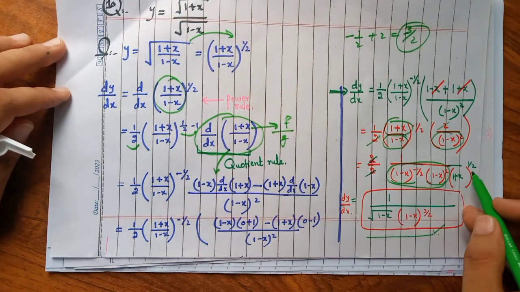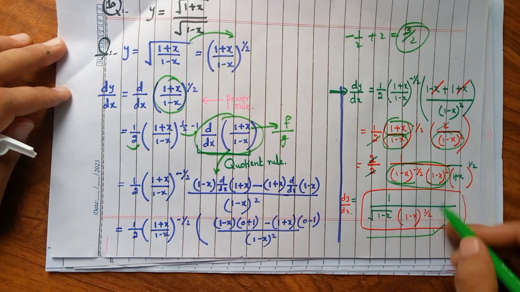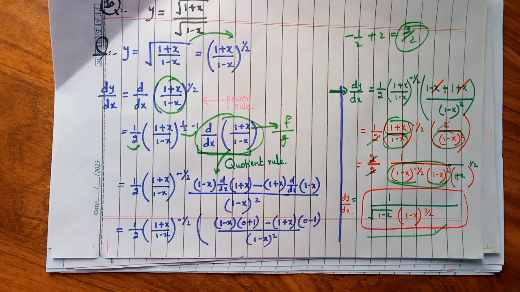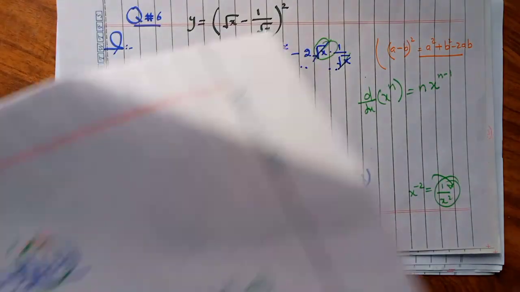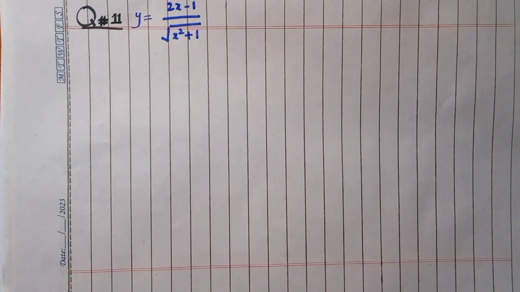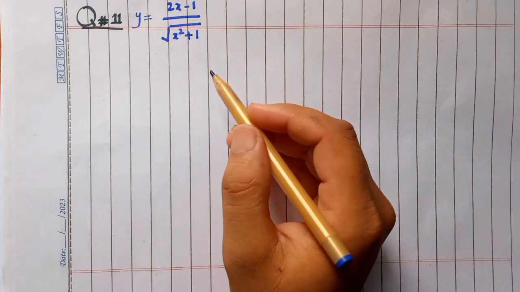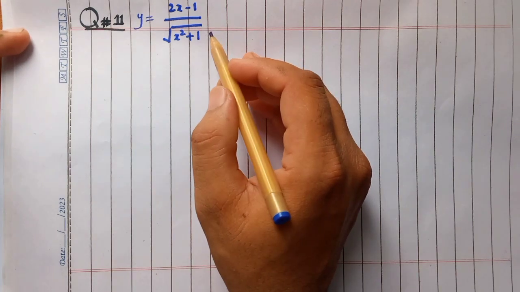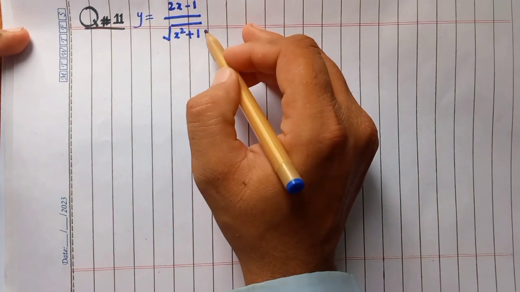We can write 1 plus x to the power 1 over 2 in the radical form as a square root. So after question number 10 we will discuss question number 11. So here we will also apply the quotient rule first. This is the first function f and this is g.